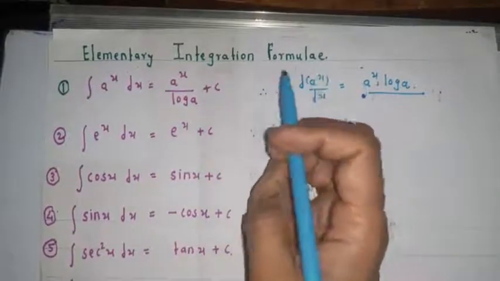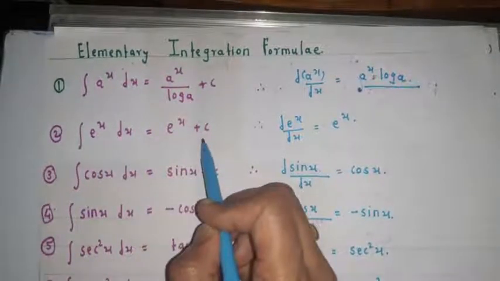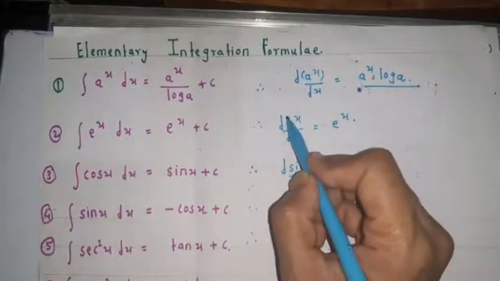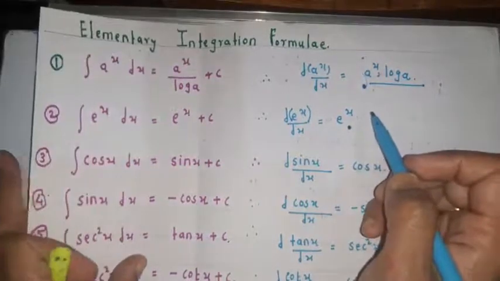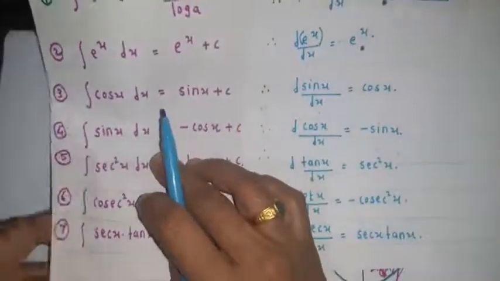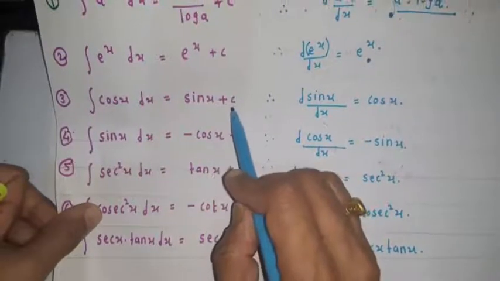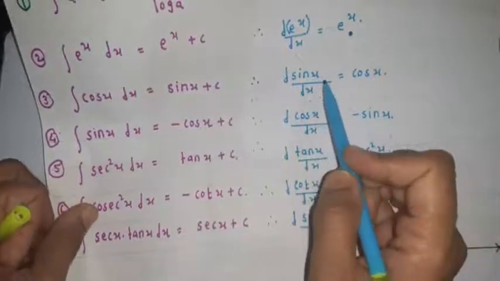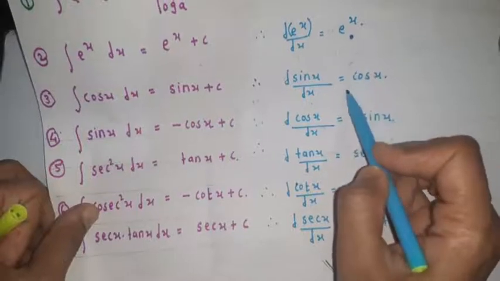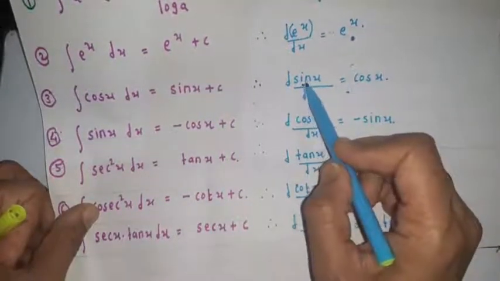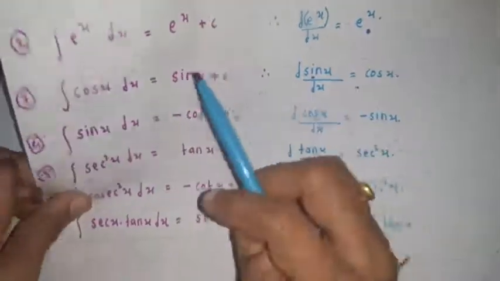Just I have explained. Integration of e raised to x with respect to x is e raised to x plus constant of integration, since the derivative of e raised to x is e raised to x. The next formula, that is formula number 3. Integration of cos of x with respect to x equal to sin of x plus constant of integration c, because differentiation of sin of x with respect to x is cos of x, and we take the integration of cos of x, that is sin of x. Hence it is also known as the primitive. The integration is also known as the primitive.